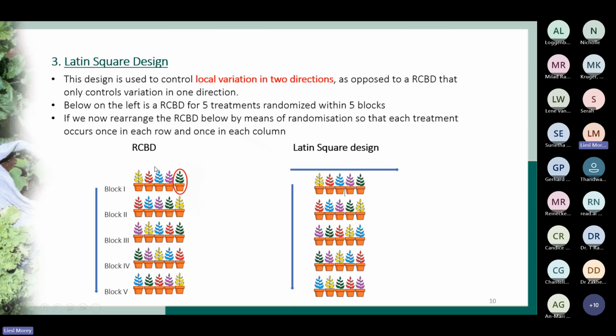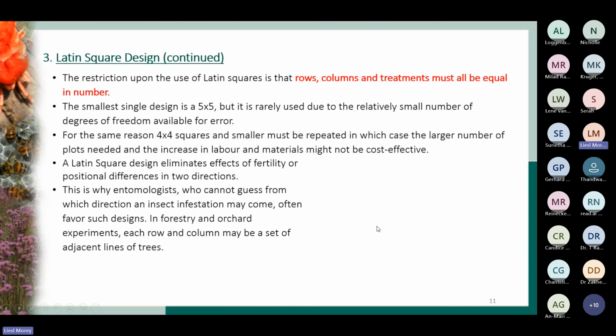What will happen in the randomized complete block design is that you can get the same treatment below each other, which would not happen with a Latin square design. So the restriction upon the use of a Latin square is that your rows, columns, and treatments must all be equal in number. So that makes it a bit difficult.